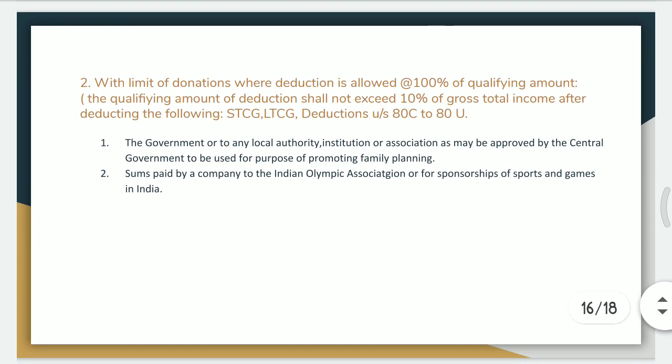Now with limit donations, where deduction is allowed at 100% of qualifying amount, the qualifying amount of deduction shall not exceed 10% of the gross total income after deducting the following: short-term capital gain, long-term capital gain, and deductions under Section 80C to 80U. These donations are given to the government or to any local authority, institution or association as may be approved by the central government to be used for the purpose of promoting family planning. Also, sums paid by a company to the Indian Olympic Association or for sponsorship of sports and games in India.